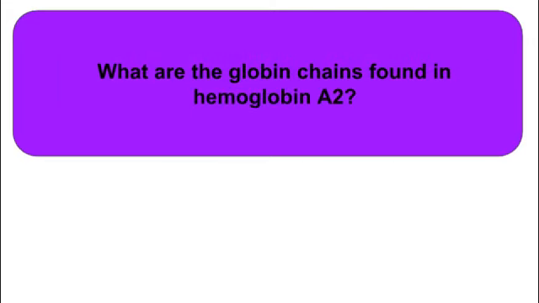What are the globin chains found in hemoglobin A2? Hemoglobin A2 is composed of 2 alpha and 2 delta globin chains.